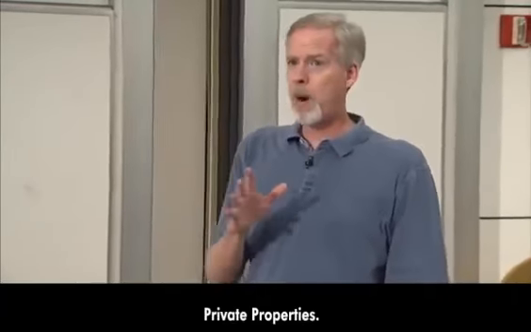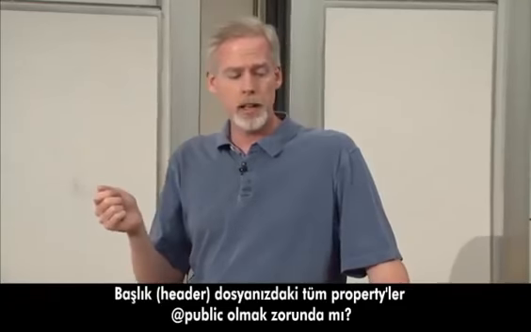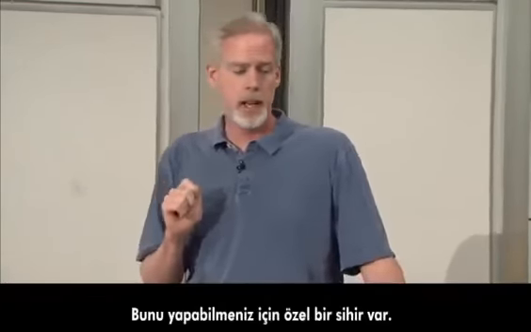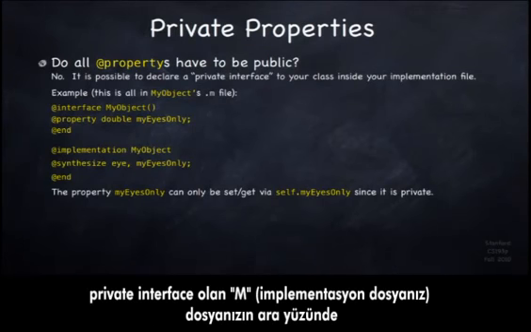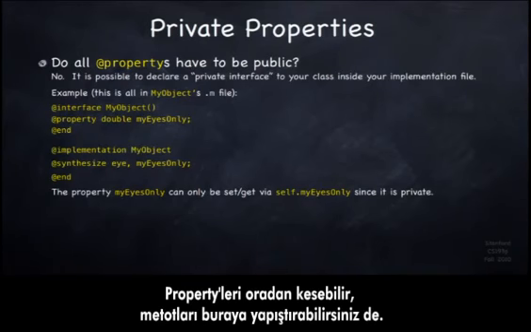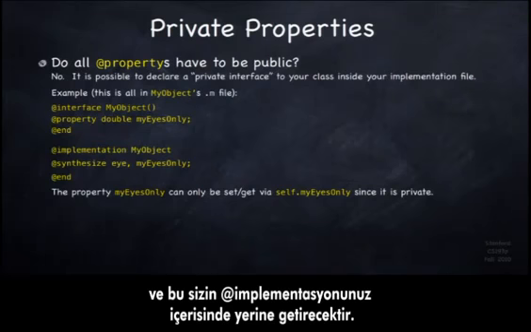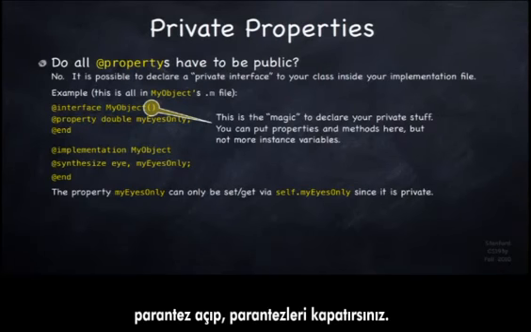All right, private properties. Do all @property declarations have to be public and in your header file? No, they do not. There's a special magic that you can do. You're just going to have to remember this magic to put an @interface at the top of your .m file, which is a private interface. And you can put properties in here. You can also put methods in here, and then implement them in your @implementation. And here's the special magic. It's the parentheses there. You say @interface, my object, open parentheses, close parentheses.